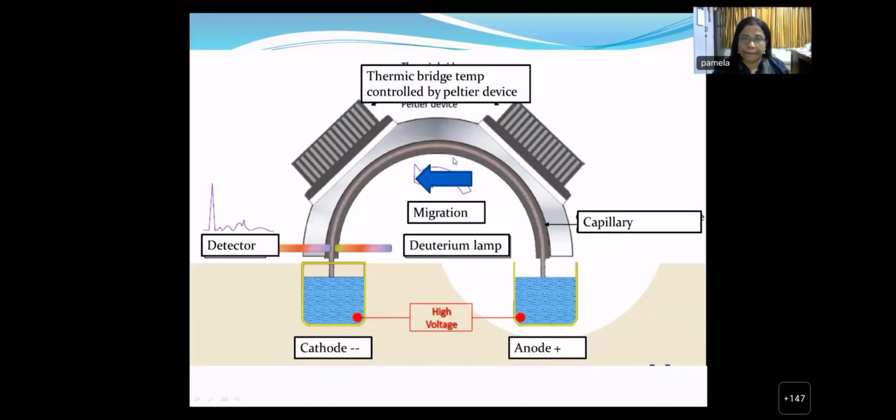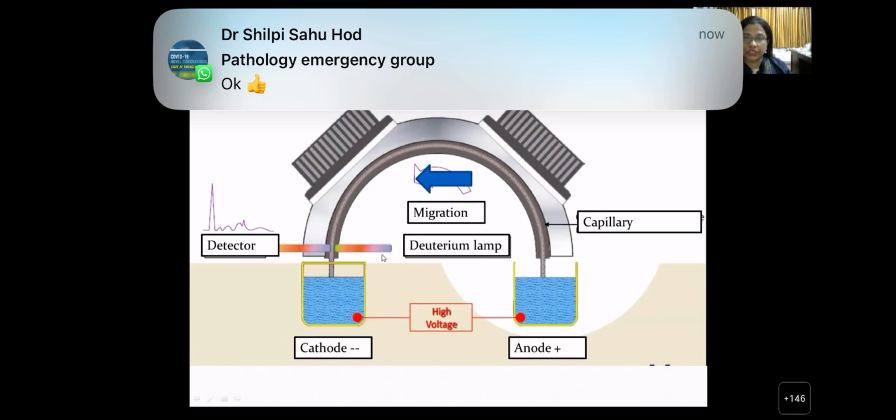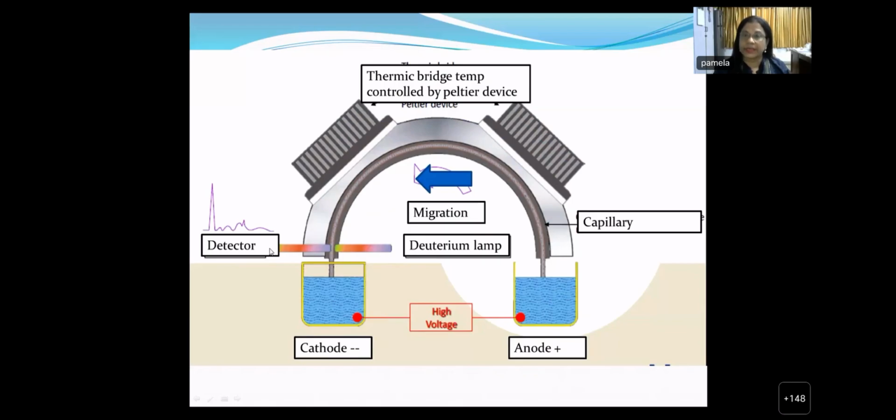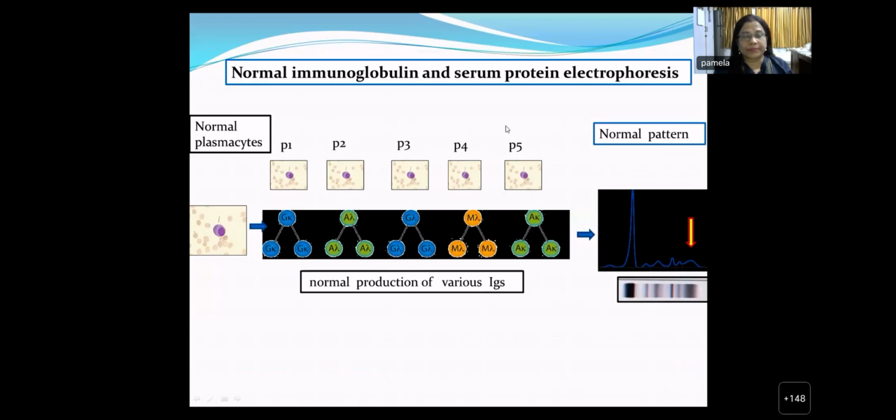So this is how the capillary is, a silica bore, and inside it you have the migration of the serum proteins coming to this side. A deuterium lamp is there, with a detector which detects the proteins in the form of bands and also gives you an electrophoregram. Now this picture will explain how a normal sample is seen on an electrophoresis.